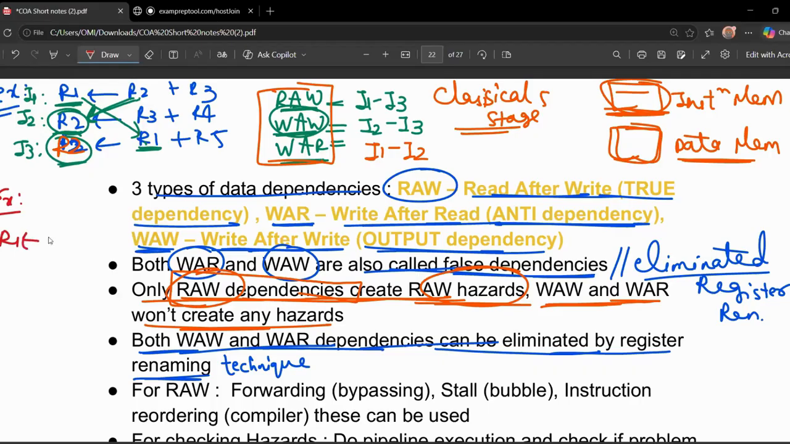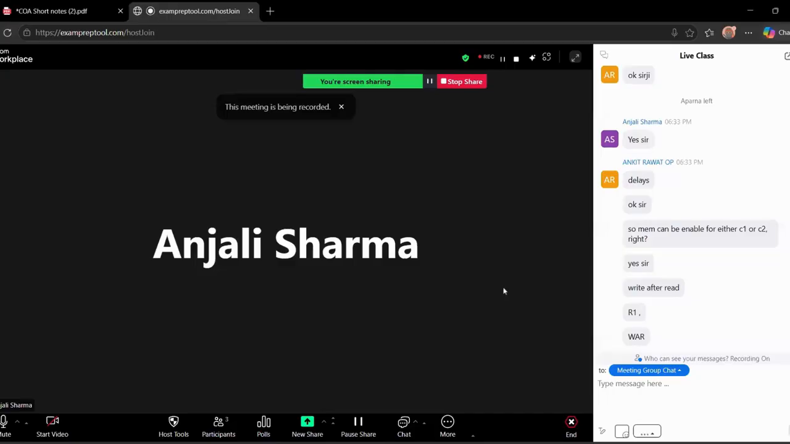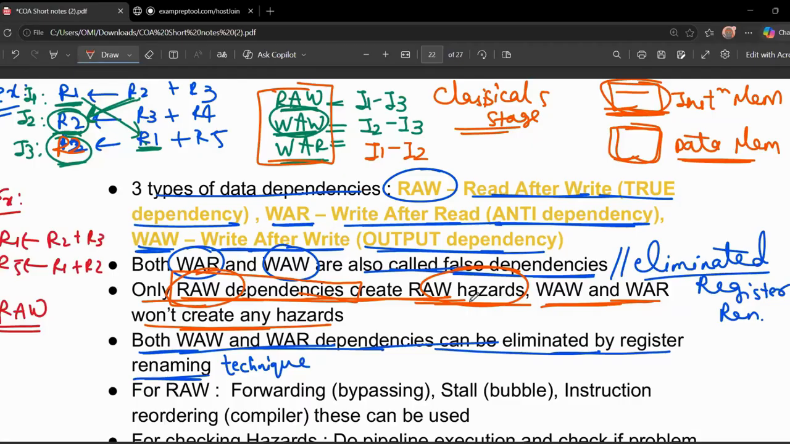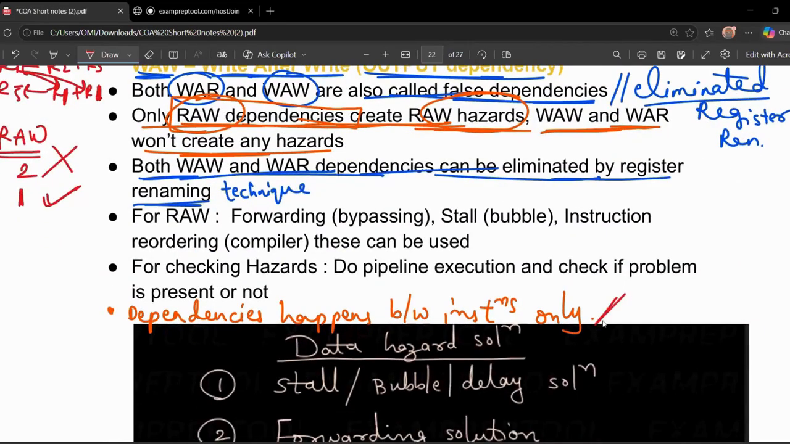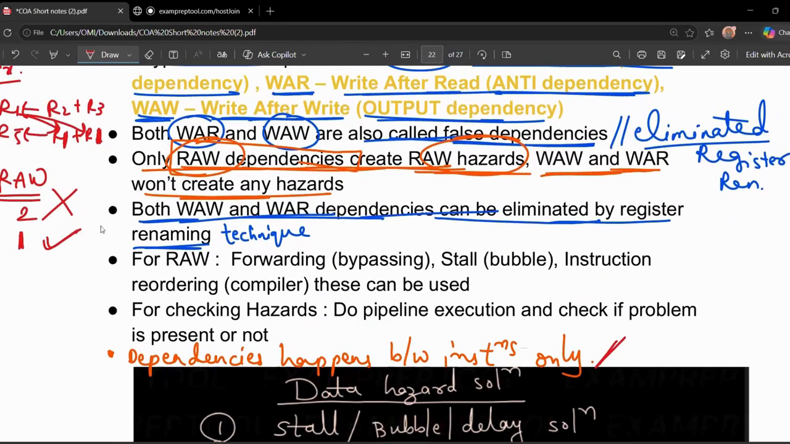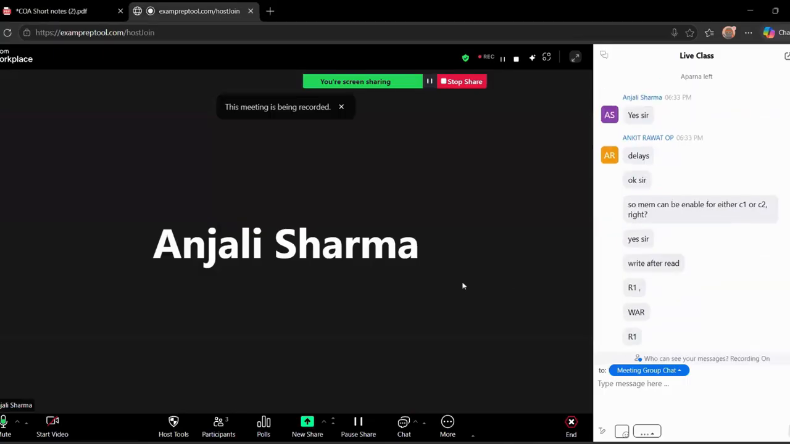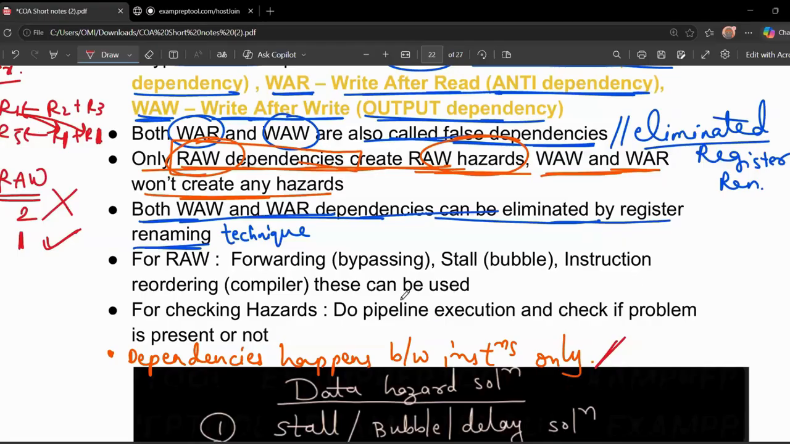Let's say I1 is R2 plus R3, and then you have I1 plus I1, and you have R4. Tell me how many RAW dependencies. If someone answers that this is also dependent, this is also dependent, that is wrong. Only one dependency. That's why I wrote here that dependencies happen between instructions only.